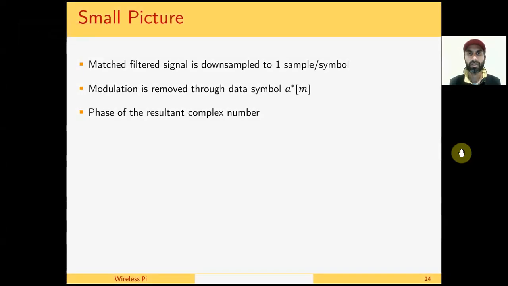The small picture of carrier phase synchronization is that after timing and carrier frequency recovery, the match filter output is downsampled to one sample per symbol. Modulation is removed through a product with the data symbol conjugate, and the underlying waveform is just a simple constant complex number, the phase of which is the desired carrier phase offset.